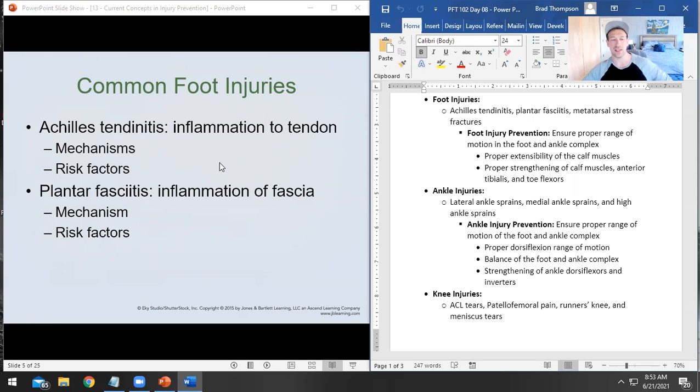But whenever you see an itis, guys, I want you to think inflammation, okay? Because that's what that means. So if we're saying tendinitis, right, that's inflammation of a tendon. And then which tendon is it? Well, it's your Achilles tendon, right?